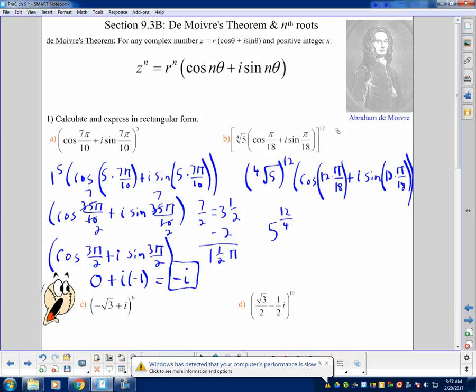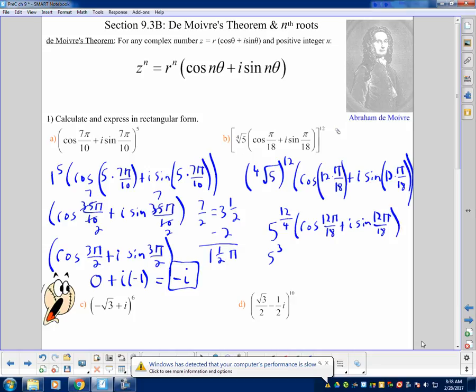So if you think of this in terms of a rational power, write it as a ratio. It's the root on the bottom, power on the top. That'll be 5 to the third. And then here I have cosine of 12 pi over 18 plus I sine 12 pi over 18. And then we're going to simplify it.